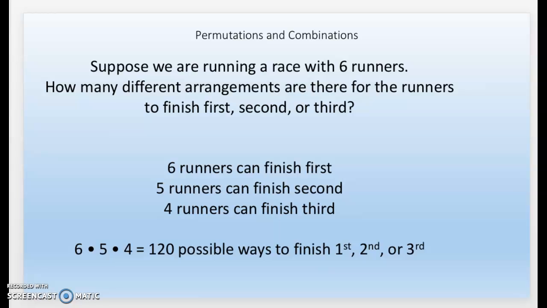But let's say we're running a race with 6 runners. How many different arrangements are there just for the first 3 finishes? First, second, and third. Well, 6 runners can finish first. Then 5 runners can finish second, because one's already finished first. And then 4 runners are left and they can finish third. So it's really 6 times 5 times 4. You don't go all the way down to 3, 2, 1, because we're just looking at the first 3 finishes.